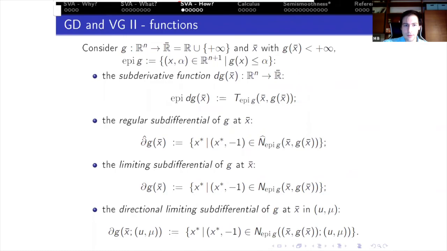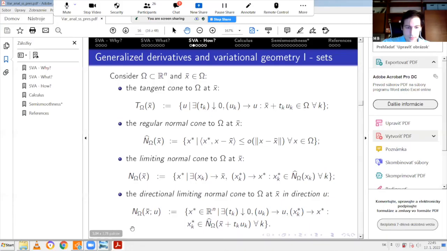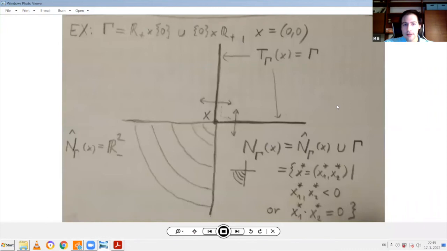And here, before we go further, I'll show you a picture. Here the set is Gamma. It is simply the union of those two half lines, right? And the question is, what are these constructions? The point in question would be (0,0). In this case, the tangent cone at (0,0) corresponds precisely to the set itself. Then the regular normal cone, important here is that this set is not convex, would be, as one would maybe intuitively expect, the set of all vectors with scalar product less or equal to zero with these two vectors.